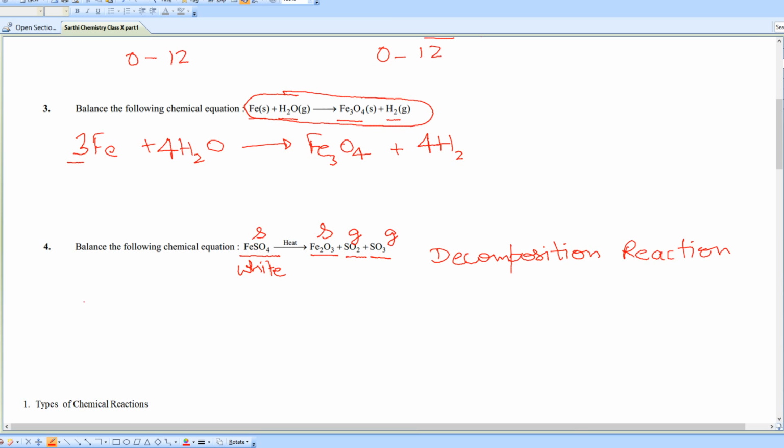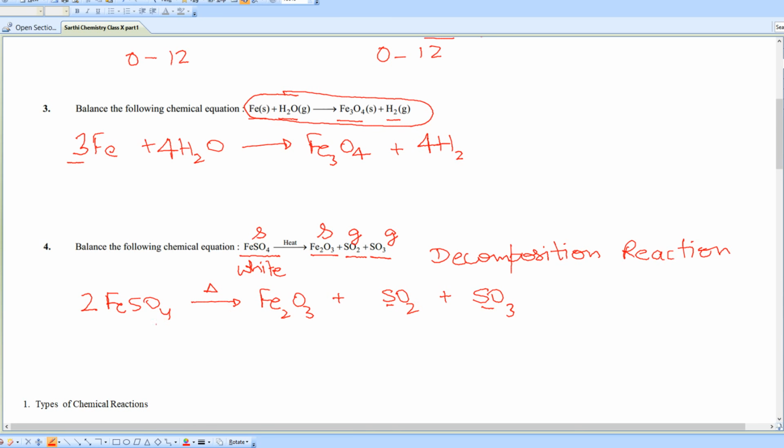So how will we do it? Simply we will write it here. FeSO4 giving me, upon heating, Fe2O3 plus SO2 plus SO3. Here we will first balance the number of metal atoms. Here we have 2 iron atoms, but here we have only 1. We'll put 2. Now we'll go to the non-metal atom. This is sulfur. Sulfur on the left hand side we have 2 atoms, and on the right hand side 1 and 1, 2. Sulfur is also balanced.